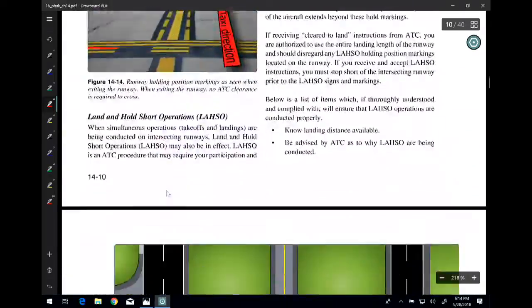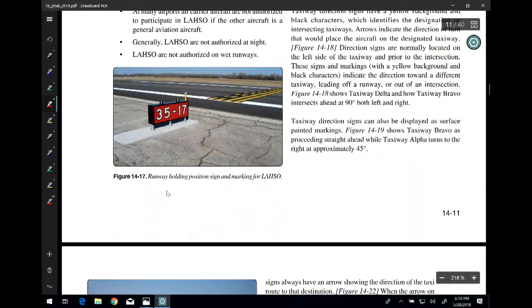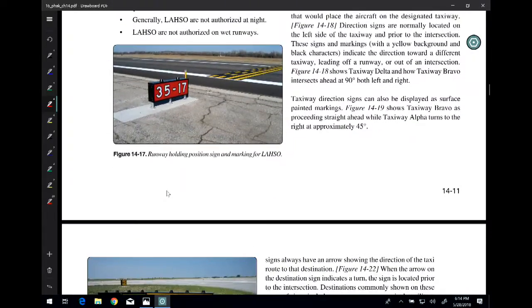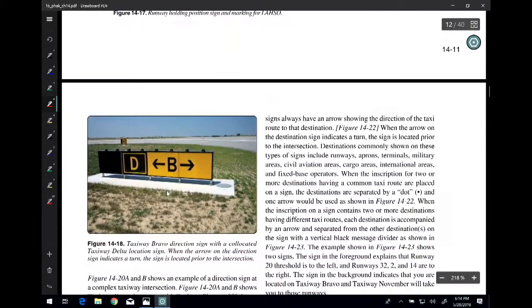Taxiway directional signs, stand by. That's another runway sign letting you know that you're entering a runway. Taxiway signs are going to be like this. So you're on Delta here. This is telling you that you're on taxiway Delta, and as you come to this intersection right here, Bravo is going to be one of these two ways. So you would either turn left or right on Bravo, but they're yellow with black letters and arrows.